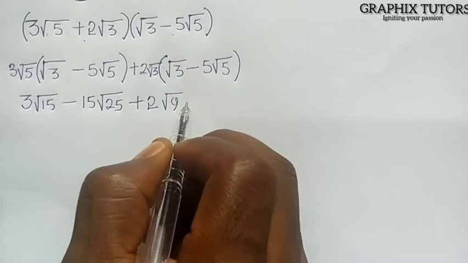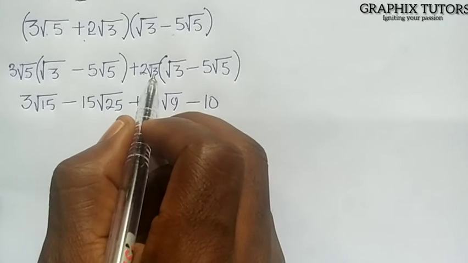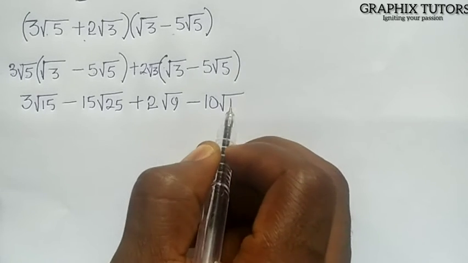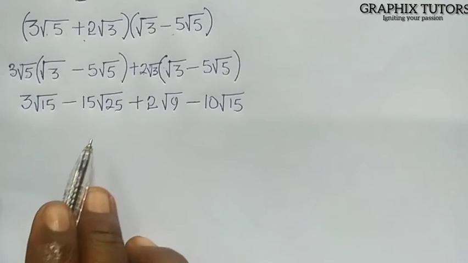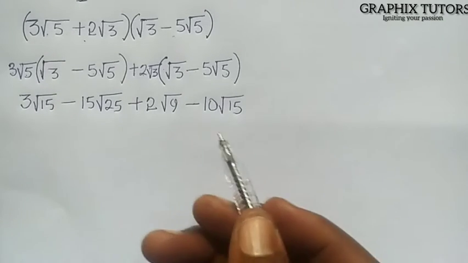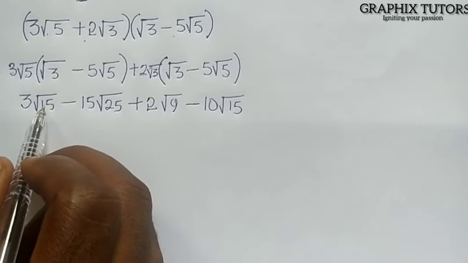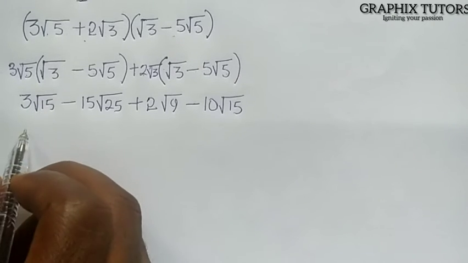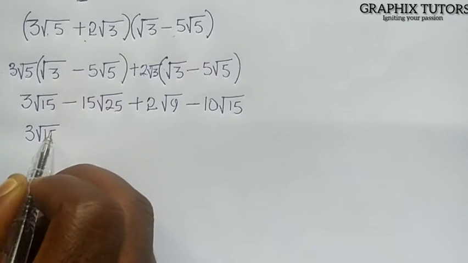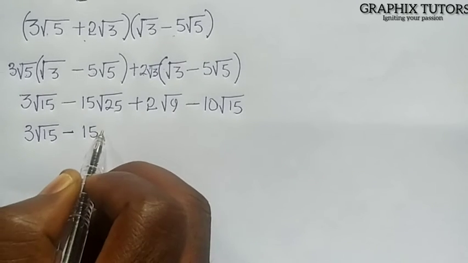Plus times minus is minus. 2 times 5 is what? 10. What's inside here? Root 3. What's inside here? Root 5. That will be what? Root 15. Now we've gotten back to our addition and subtraction. So what you do here is this. You see if you can break them further. I cannot break this further. I cannot look for the root of 15. So I'll just write it back. Root of 15 minus, now 15 times what?